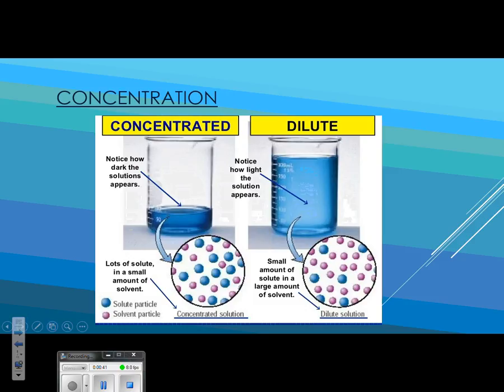It's so smoggy. Okay. So we're in your packet that we just did with molarity. We learned about concentrated and dilute, I hope. Concentrated is where we have a lot more solute dissolved. And dilute is where we don't have as much solute dissolved.